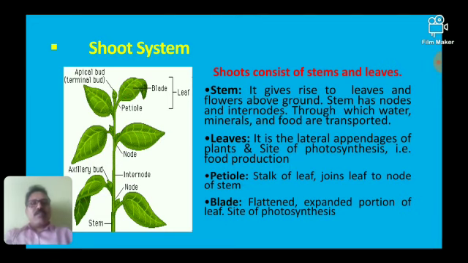Now let us focus on the shoot system. What does the shoot system consist of? The shoot system consists of stem, leaves, petiole and the blade, that is the leaf blade. So the stem is the particular shoot which gives rise to the leaves and the flowers on its axis. It has nodes and internodes.